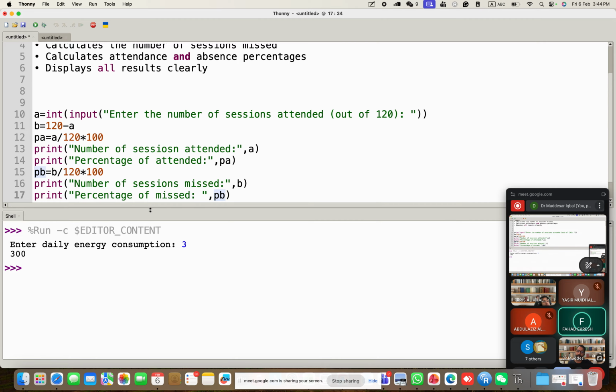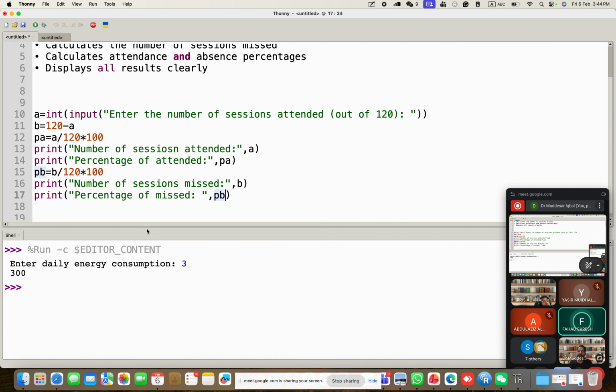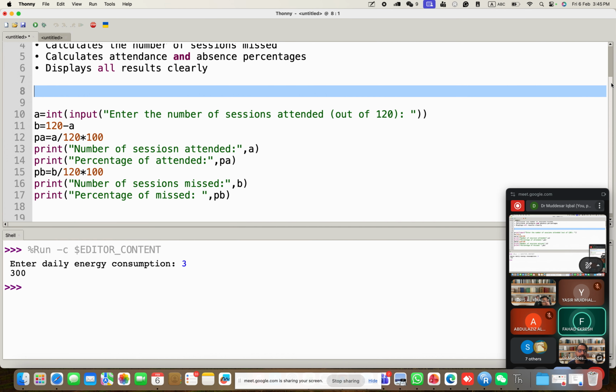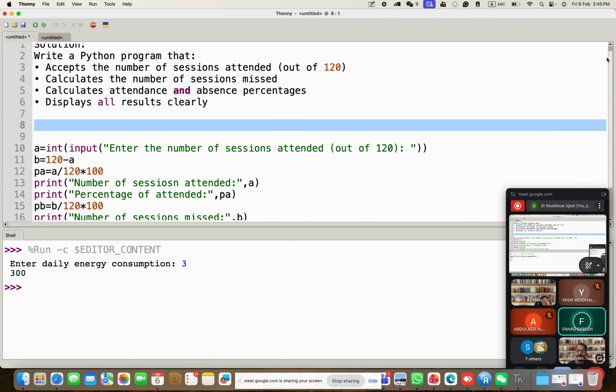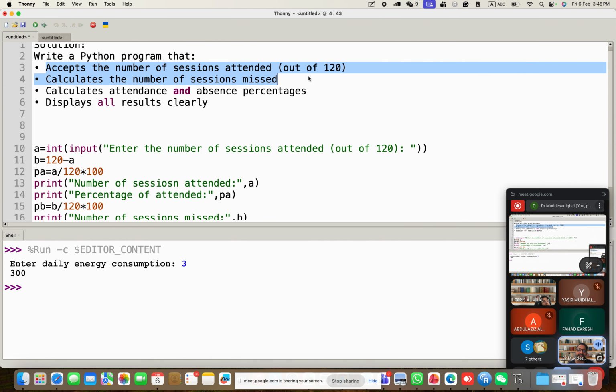But doctor, he didn't ask about the number of sessions attended. He did that on top. Look at that. A is equal to input, enter the number of sessions attended. That's where the whole thing started, because that's the first thing. He said accept the number of sessions attended out of 100. That's what he asked you to do, and you said enter the number of sessions attended out of 120. Now that job is done.